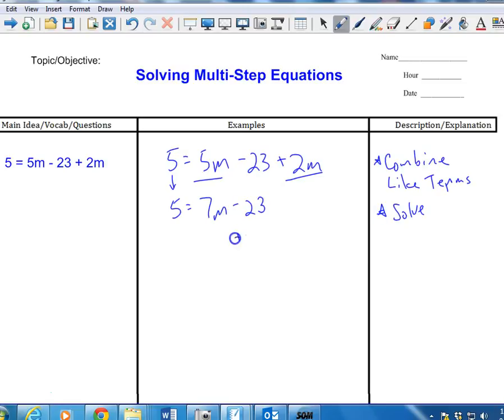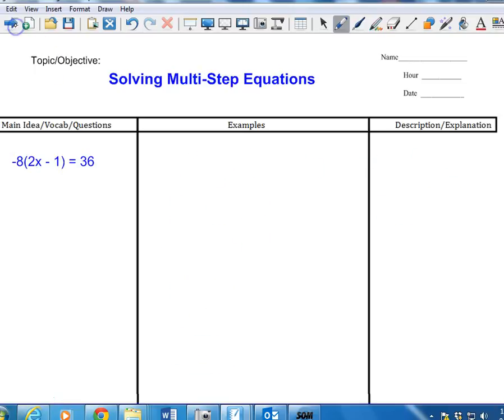7m minus 23, you're going to add 23 to both sides. 5 plus 23 is 28. That's 7m. Divide by 7. m is 4. And that's a pretty simple one to start with. It's just a two-step equation once you combine your like terms. So that's the first rule.